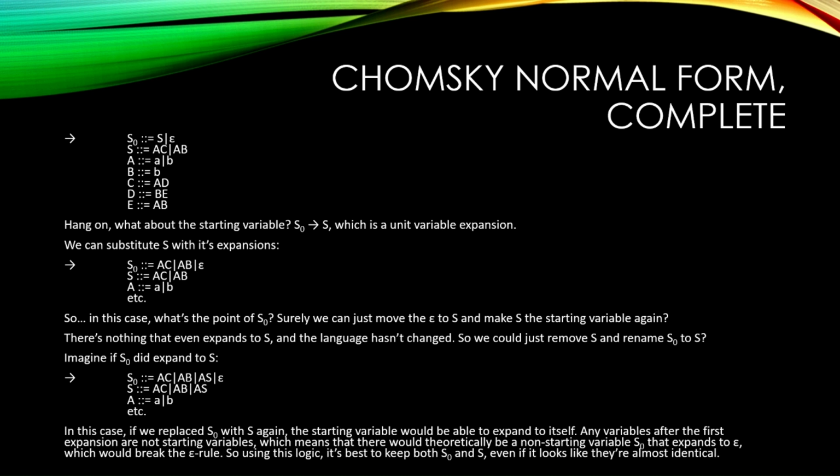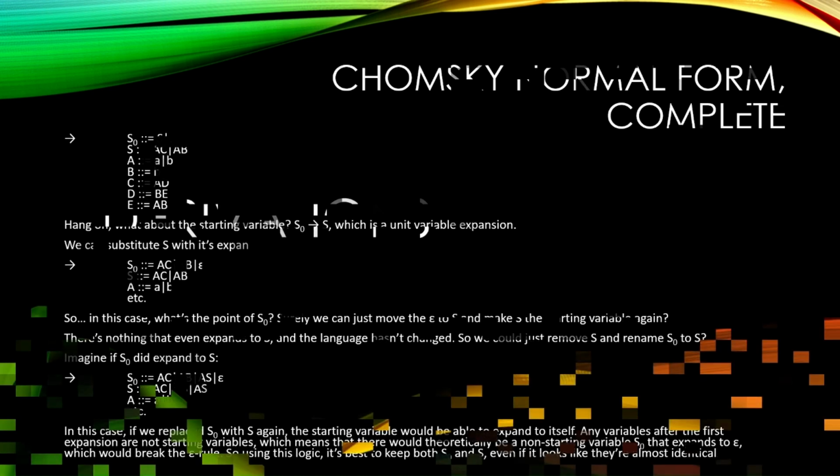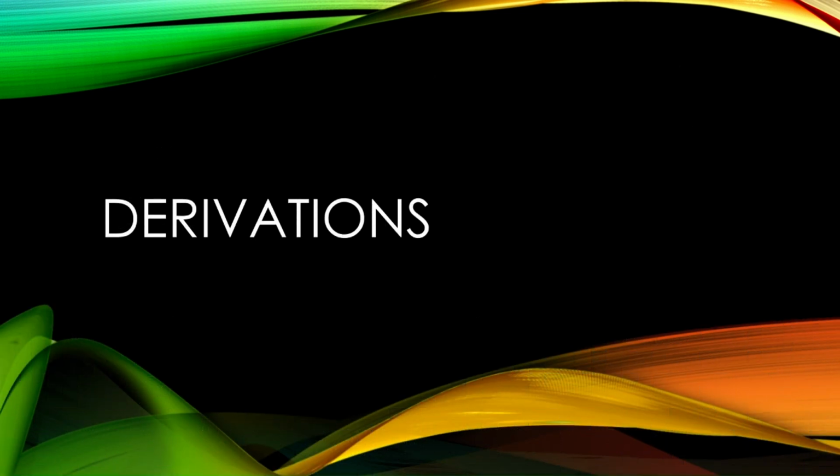So using this logic, it's best to keep both S0 and S, even if it looks like they're almost identical. Of course, if there's nothing that expands to S, then S is useless. It might be fine to remove it, but generally, to be able to obey all three rules, S0 and S should be almost identical, but S0 might or might not have epsilon depending on whether it's eliminated or shifted. Now that's Chomsky normal form complete.